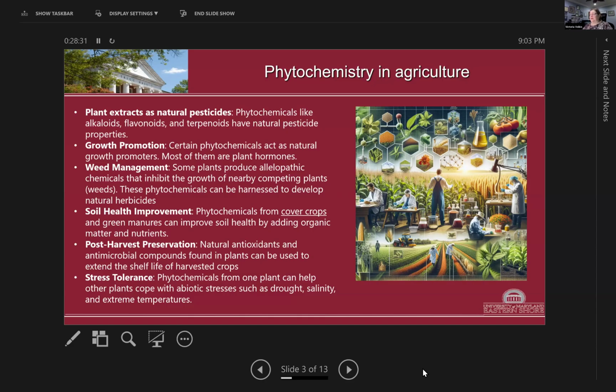So those also are phytochemicals, and there are different ways to introduce those phytochemicals. You can derive them from the plant and then spray it or add it to the soil, or you can just grow those plants along with your targeted plants and let them decompose by the end of the season, and then they end up in the soil and they enrich the soil. So that's about phytochemistry in agriculture.